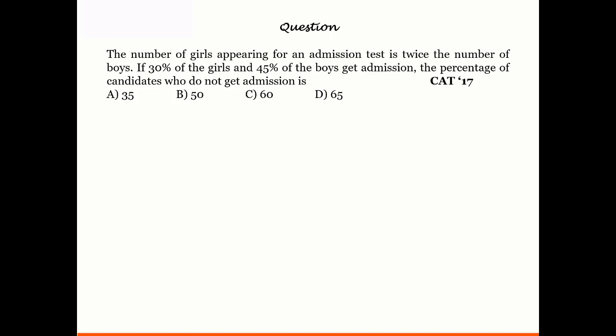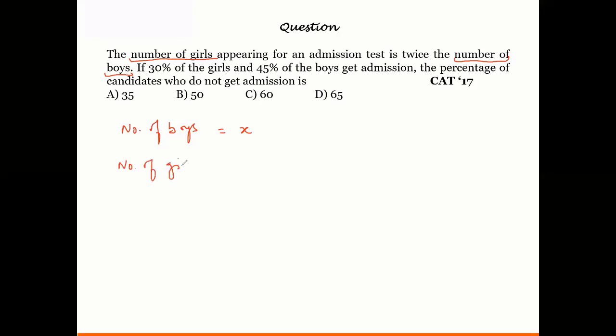So let's start discussing the question now. This question says the number of girls appearing for an admission test is twice the number of boys. If 30% of the girls and 45% of the boys get admission, find the percentage of candidates who do not get admission. Let's try with the first method now. The number of girls appearing for the test is twice the number of boys, so I can assume the number of boys appearing for the test to be x. The number of girls appearing would be twice this, that is 2x.